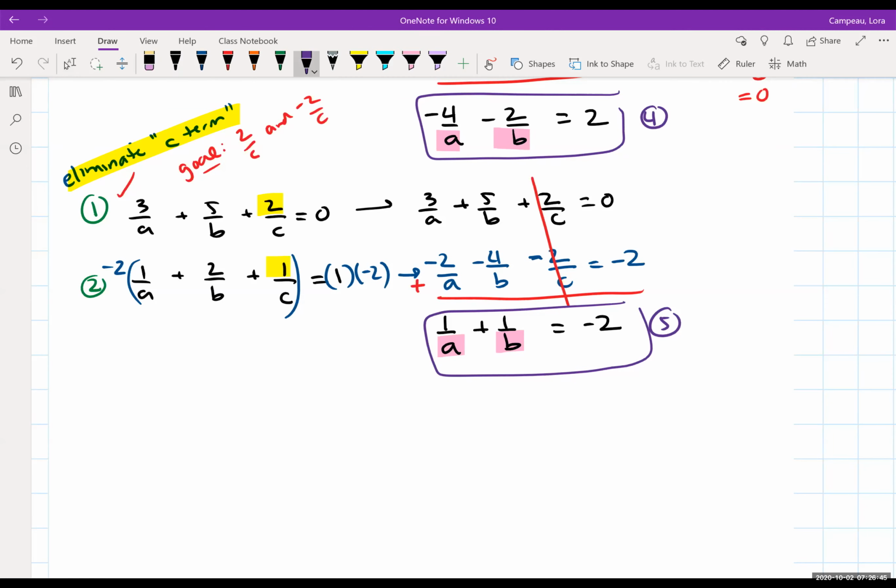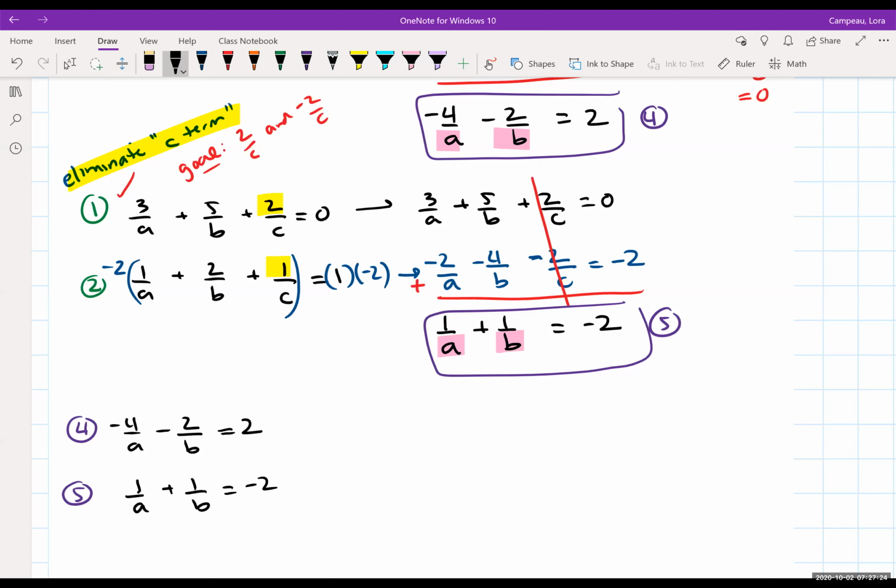So that is equation number 4, which is negative 4 over a minus 2 over b equals 2, paired up with equation 5. That is 1 over a plus 1 over b equals negative 2. So now our goal is we're either going to eliminate the a terms or the b terms. So, it's up to you. They both already have opposites, so I'll take it.